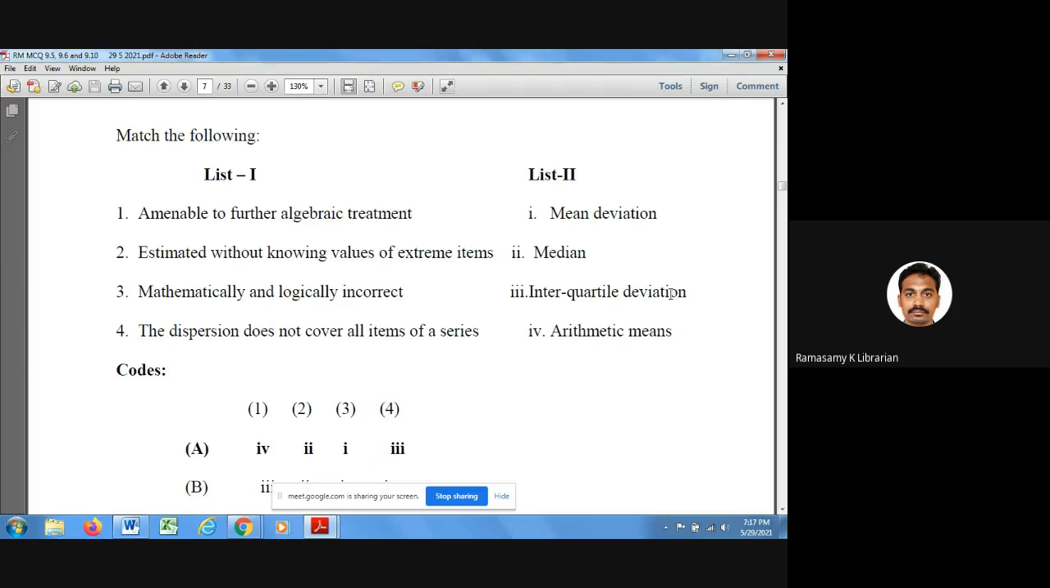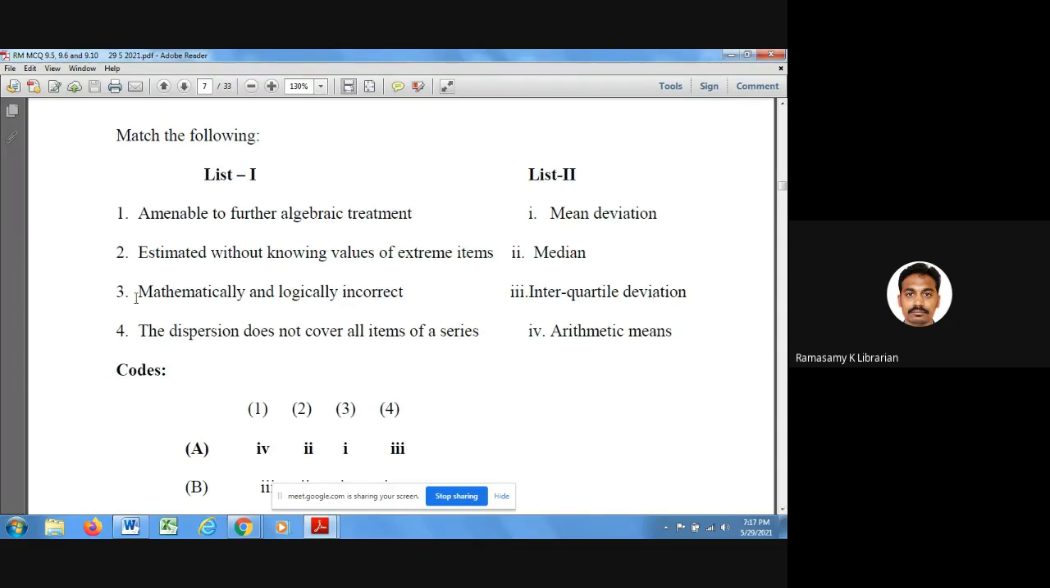Okay, that is why they say that this dispersion does not cover all items of a series, because we are omitting the first quartile, we are omitting the last quartile, we are taking into consideration only the second and third quartile of any distribution. Fine. So that is called interquartile distribution or interquartile range.